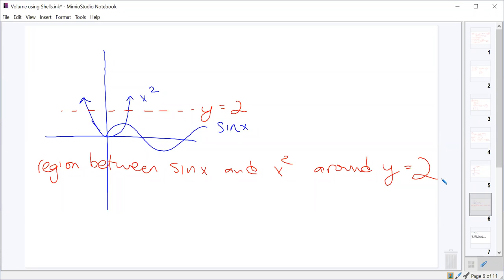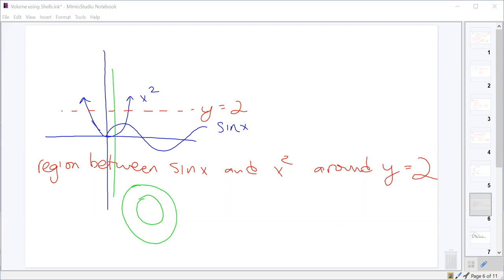Perpendicular to that axis, right? We have to slice it vertically. And if we slice it vertically, we should get a washer. We should get a circle with a circle cut out of it. And we're just going to use that exact same formula, but now we've shifted away from the x-axis. So finding the radii is going to be slightly more complicated.